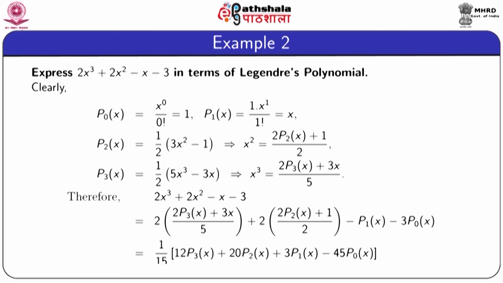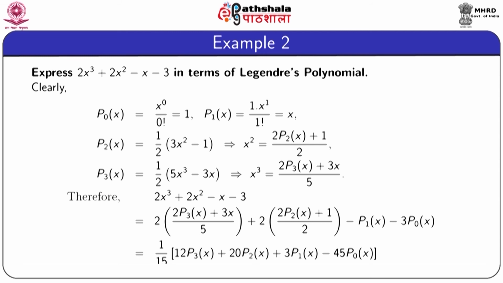Our next example: given a polynomial 2x³ + 2x² − x − 3, we are going to express this in terms of Legendre's polynomials. First, we calculate x³, x² and x in terms of the Legendre polynomials. Here P0(x) is 1, P1(x) is x, P2(x) is half of (3x² − 1), and hence x² will be (2P2 + 1)/3. Likewise, P3(x) is this expression, and we can calculate x³ from this expression.